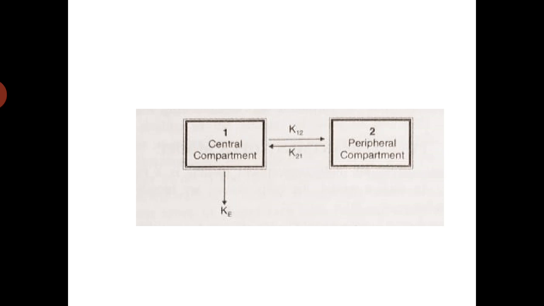Again, why does it follow first order process? First order process depends on concentration. Again, distribution is a passive process, from highest concentration to lowest concentration. So this movement from the central to the peripheral compartment follows a first order process, and there is always a balance between the amount of drug present in the central compartment and the amount of drug present in the peripheral compartment. As the amount of drug in the central compartment increases, slowly the drug moves to the peripheral compartment. Okay, so this is the process of distribution.